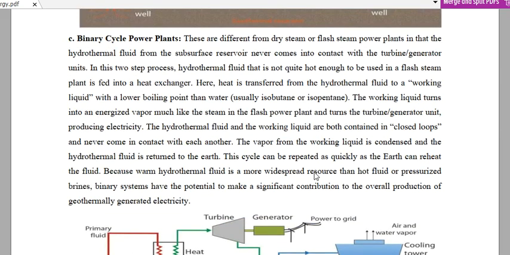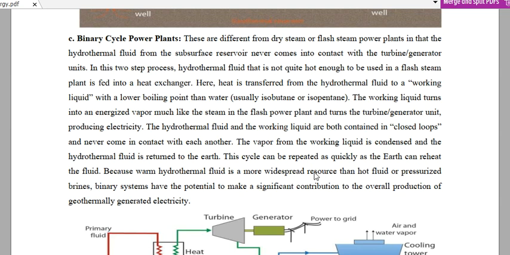So, in such geothermal resources where the fluid has lower temperatures, such as hot water fields, water is not directly used to run the turbine. Instead, a working fluid which has a lower boiling point than water is used, and these are usually isobutane or isopentane. So our water, which is extracted from the ground, gives heat to this fluid, which converts into vapor and runs the turbine to generate electricity.